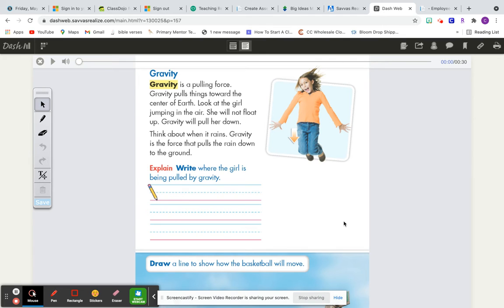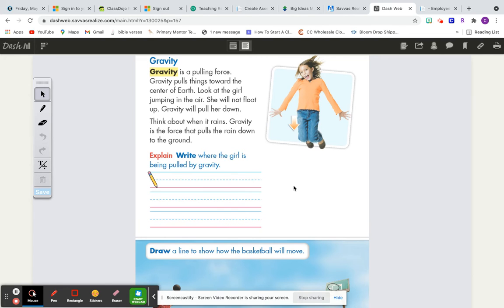So look at the girl jumping in the air. She will not float up. Gravity will pull her down. So think about when it rains, gravity is the force that pulls the rain down to the ground. If you think about movies that you've seen where people are in space and they're just floating around, that's because there is no gravity to pull them back to the ground. So you would be able to float around if we did not have gravity. So the girl is being pulled by gravity, and you can see this arrow, she's being pulled back down to the ground.